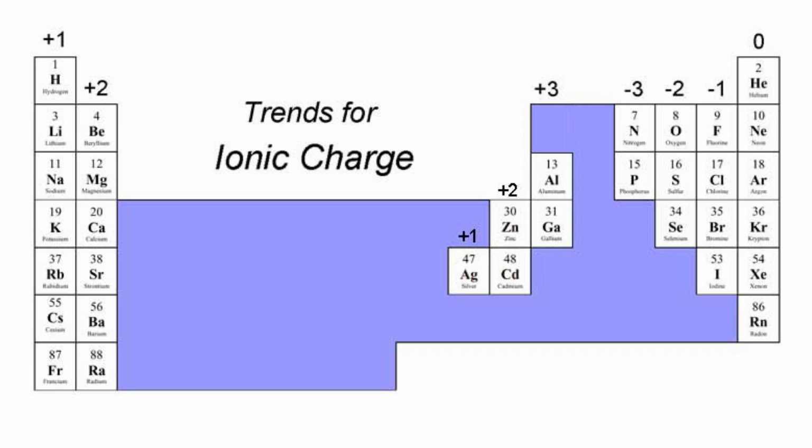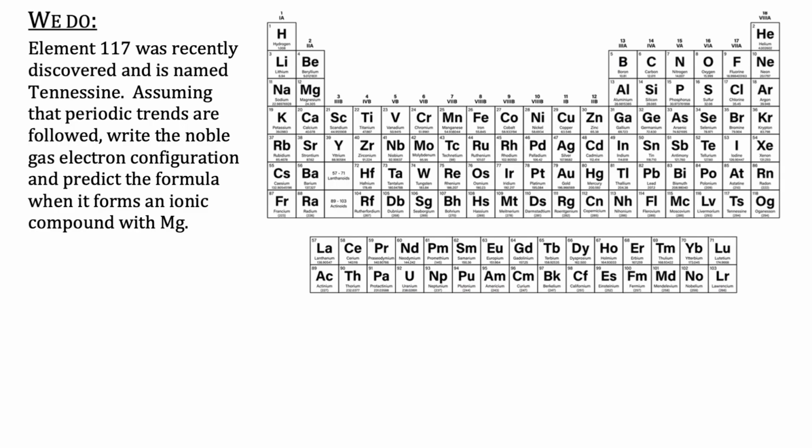And we've got this nice little triangle section here. So going from left to right, we're 1+, 2+, and 3+. The group 1 and group 2 metals are very predictable in terms of their charge. Group 1 will have a +1 charge, and group 2 will have a +2 charge.